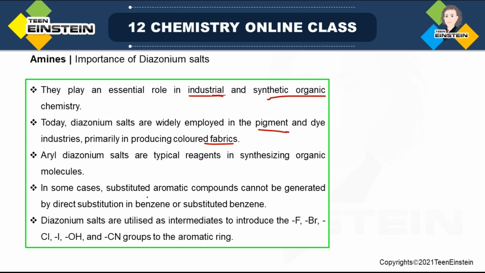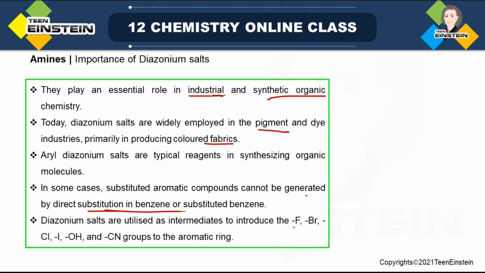So it is written that in some cases substituted aromatic compounds cannot be generated by direct substitution in benzene or substituted benzene, and that is the reason we are making all these compounds via diazonium salt. Via means, first you take aniline or a derivative, you make the diazonium salt, which is not very stable, and immediately you have to do the next step.